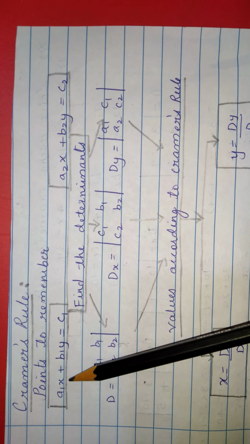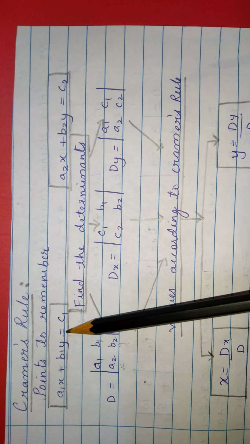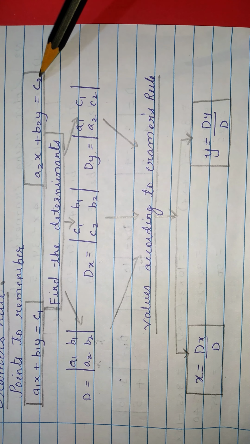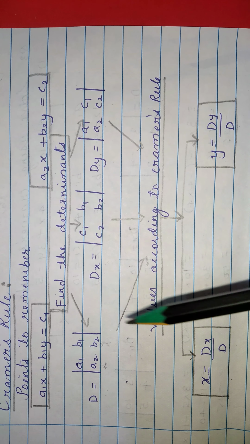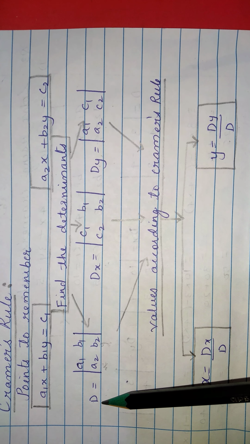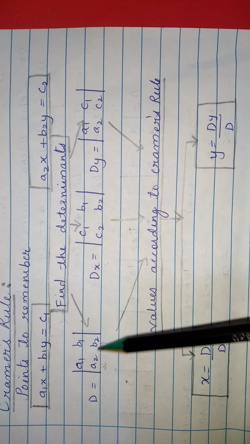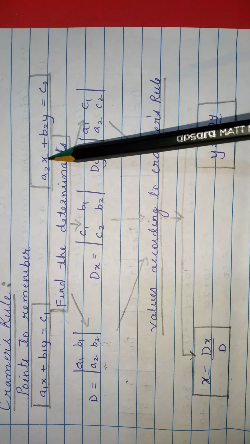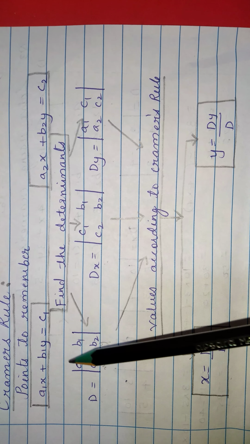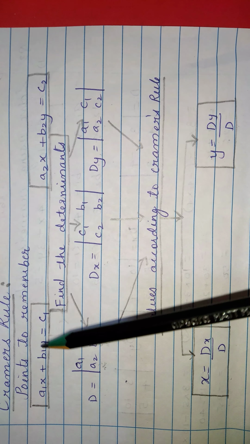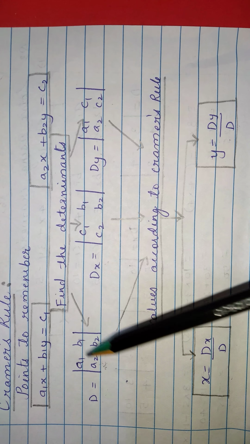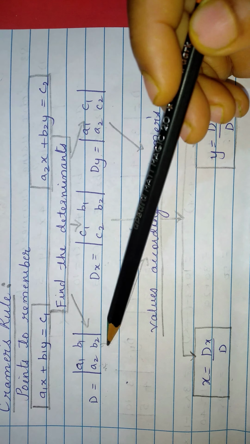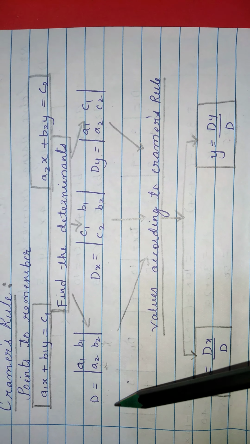Let's take any two equations, a1x plus b1y is equal to c1 and a2x plus b2y is equal to c2. Let us find their determinants. D, a1, a2, b1, b2. Now you have to keep in mind a1, a2 are the coefficients of x in both the equations. So you are writing one above the other. And b1, b2 are the coefficients of y. So in the first column you are writing the coefficients of x and in the second column you are writing the coefficients of y. This is D.